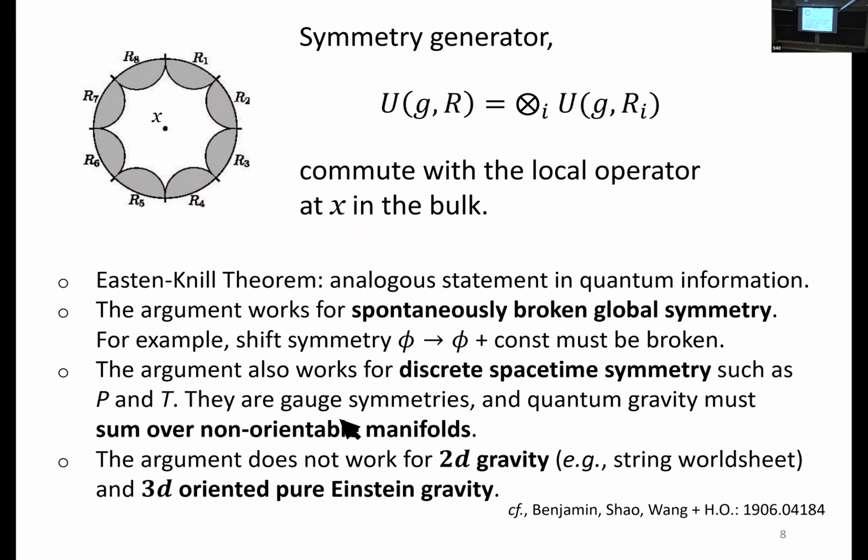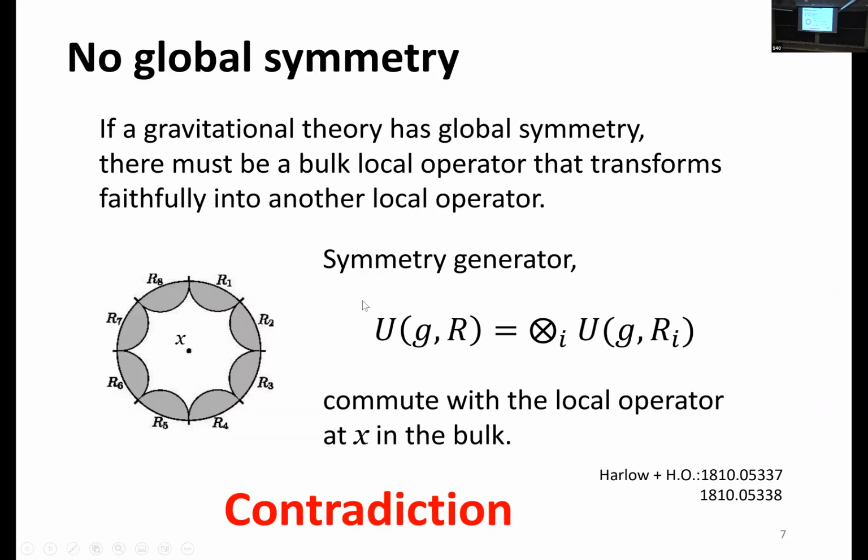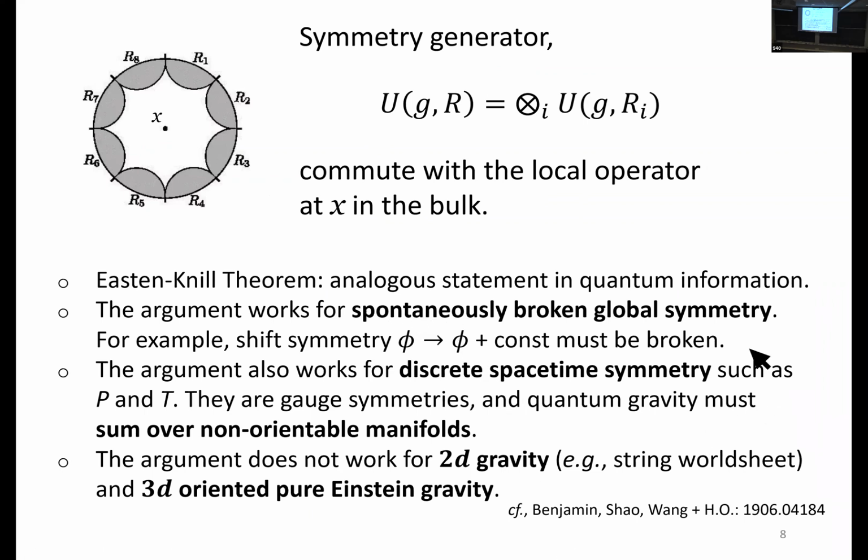Okay. Now I would like to also explain that there are exceptions to this, like 2D gravity or 3D oriented pure Einstein gravity. This argument requires that you have the AdS/CFT correspondence and that entanglement wedge reconstruction works. For example, in 2D gravity, such as the theory on the two-dimensional string worldsheet, you don't have this kind of holographic description, and so this argument does not have to work. And in fact, there are 2D gravities which have global symmetry. For example, if you consider the heterotic string worldsheet, it has E8 cross E8 or SO(32) global symmetry, which acts non-trivially on the Hilbert space of the string worldsheet theory. So this is a counterexample, but that's fine because we don't have this AdS/CFT-like holography for that 2D gravity. There are 2D gravities which have holographic description, but not all of them.